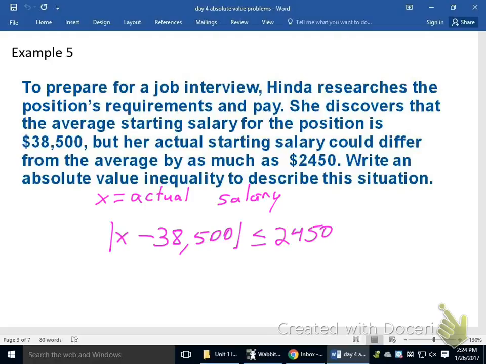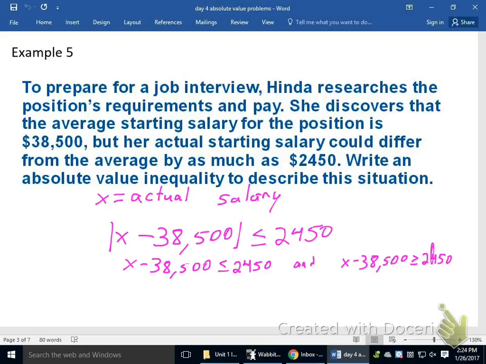Now, let's actually go ahead and solve it. Actually, it just said to write it, but I will go ahead and do the extra steps of solving it. This would have been your answer for the way the problem was worded. Since it was the less than, I will use the word and. I will now have x minus 38,500, and it will be greater than or equal to 2,450. On both of these, I just have to add 38,500.